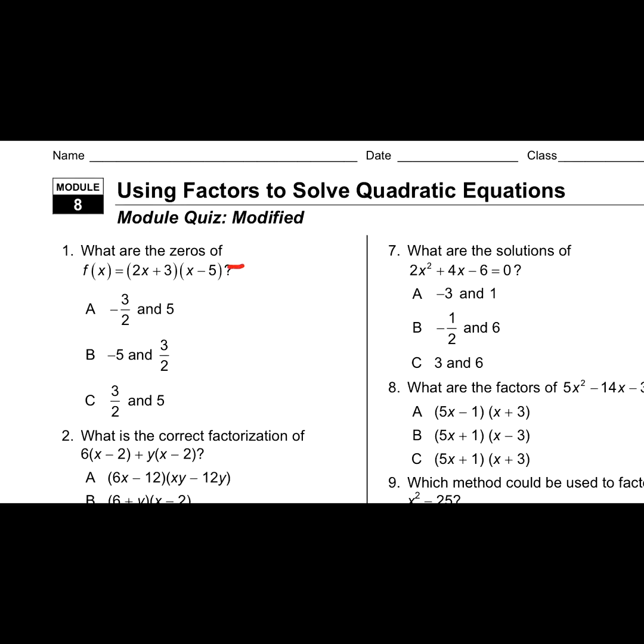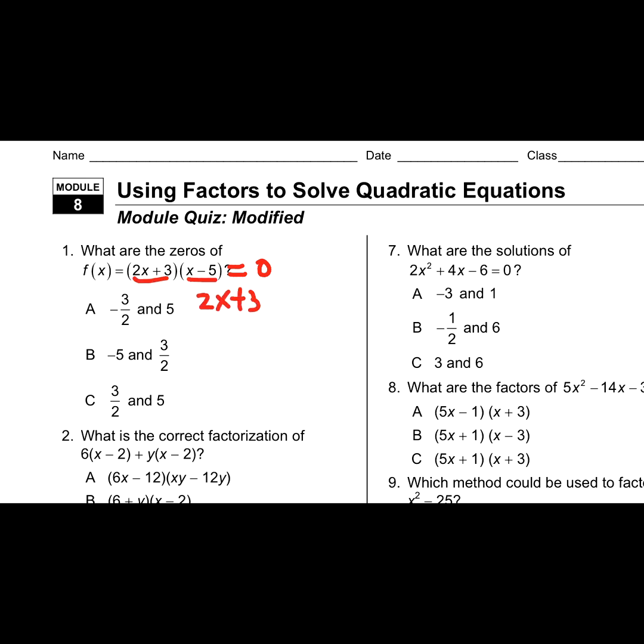Right, here are the answers for Module 8 review. And we're going to start with the first question. It says, what are the zeros of this equation? So to get the zeros, we basically need to set it equal to 0. And then we're going to need to separately set each one of these factors equal to 0.